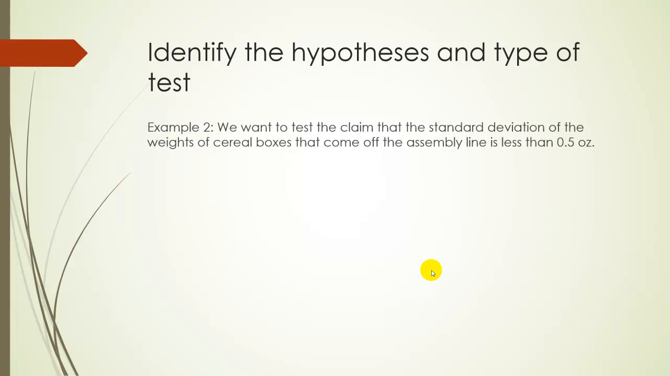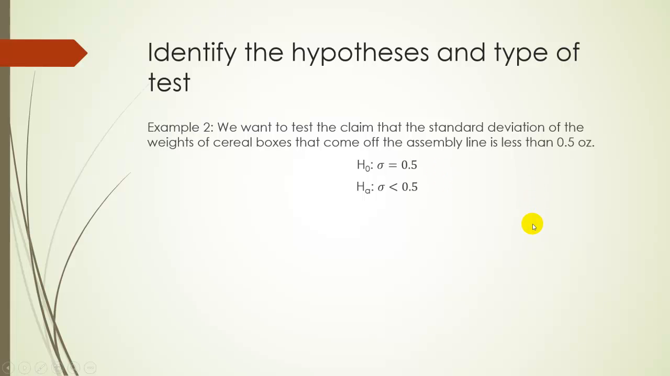Okay, let's just do some more examples here. Suppose we want to test a claim that the standard deviation of the weights of cereal boxes that come off an assembly line is less than 0.5 ounces. We're talking about the population standard deviation here, because remember with hypothesis testing we're always talking about a population parameter. So this must be sigma, and we want to test to see if sigma is less than 0.5. Since it's a strict inequality, HA is going to be sigma less than 0.5, and H0 is again always an equal to sign, so it's going to be sigma equals 0.5.